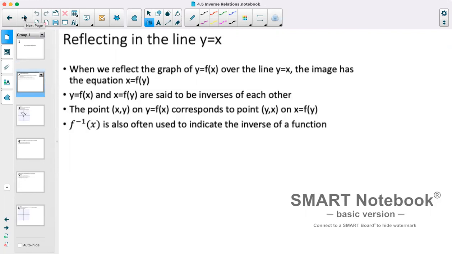So what that means is everywhere in our original equation that we had an x becomes a y, and where we had a y in our original equation becomes an x. As a result, our coordinates end up flipping. So if we have x comma y, it becomes y comma x. If we had 1 comma 2, it becomes 2 comma 1. Now, one way that we note things are inverse is this f minus 1 of x.